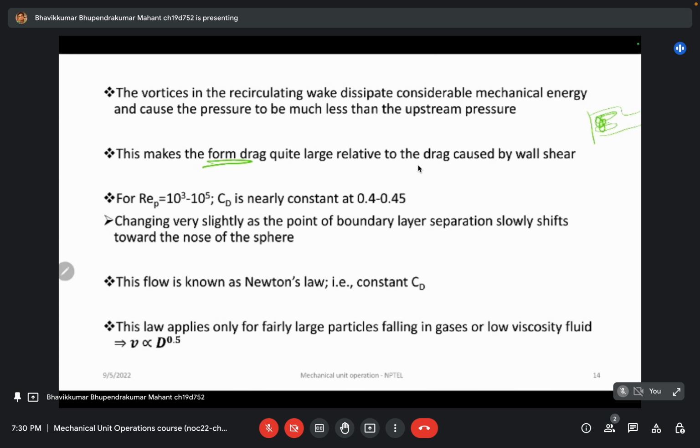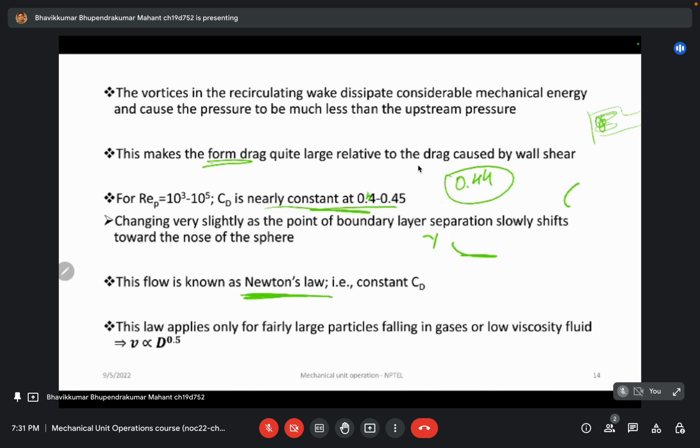So if we consider the Reynolds number of the particle in the fluid in the range of 10 to the power 3 to 10 to the power 5, then CD, the drag coefficient, is nearly constant at 0.4 or 0.45. So generally 0.44 or 0.45. In most examples we consider 0.44 as the coefficient when the Reynolds number value is much higher. It changes very slightly as the point of boundary layer separation slowly shifts towards the nose of the sphere. This law is known as Newton's law.